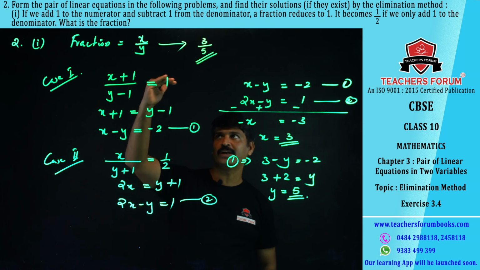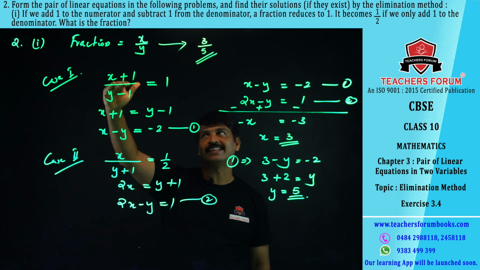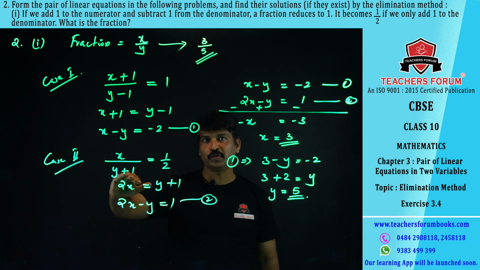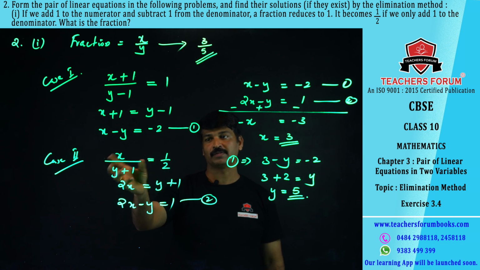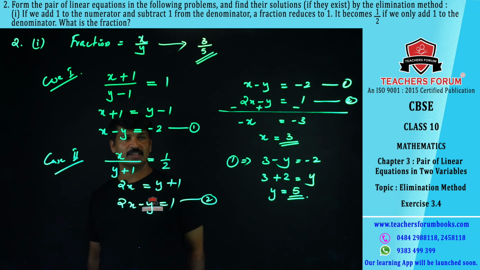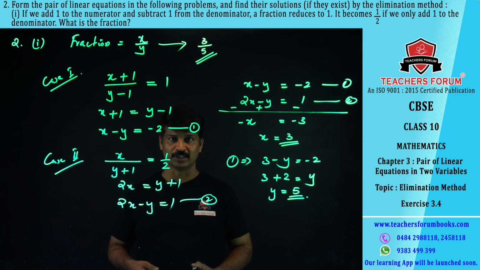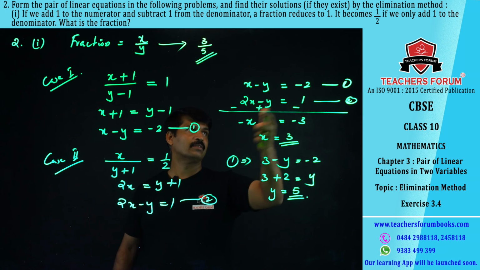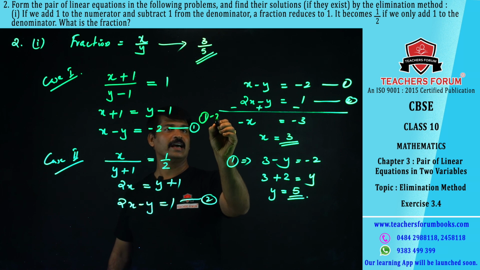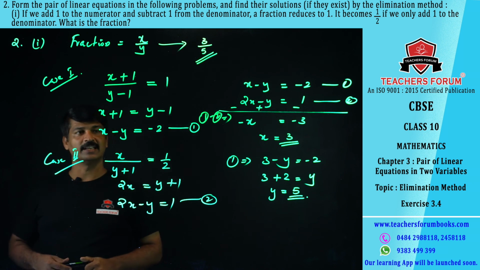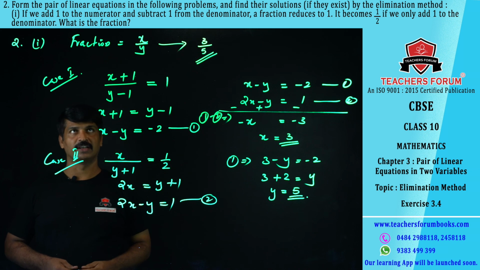It is given that if you add 1 to the numerator and subtract 1 from the denominator, that is (x + 1)/(y - 1), it becomes 1. Okay, we reached a linear equation. Then case 2, if you add only 1 to the denominator, the fraction becomes 1 by 2. Just write x/(y + 1). If you cross multiply, you will be getting another equation. By elimination method or substitution method, you can find the answer. Here we did the elimination method because the coefficients of y are equal. So we just subtracted here and you get the value of x. Then by substituting in either of these two equations, you will be getting the value of y. So the fraction is 3 by 5. I think it is clear.